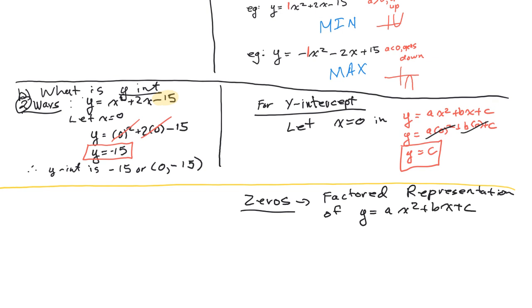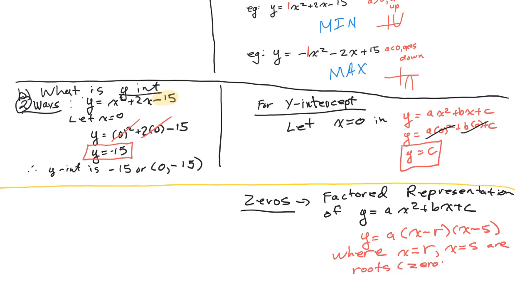So here's what it means. Your basic equation looks like this: y is equal to a times (x minus r)(x minus s), where x is equal to r and x is equal to s are roots, otherwise known as zeros. Okay, so this is how we do this kind of problem.